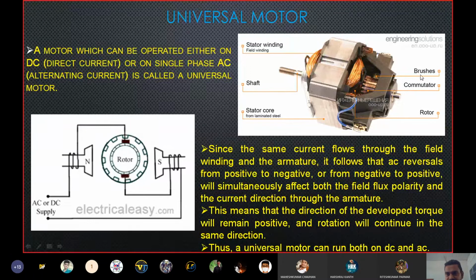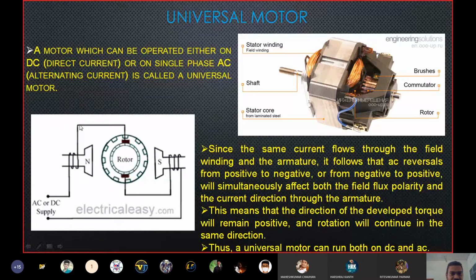Here are the brushes placed on the commutator. This portion is the commutator and this portion is the rotor. On the rotor, on the outer periphery, slots are made, and on these slots the winding is wound. So this is the rotor winding. This is the basic construction of the universal motor.